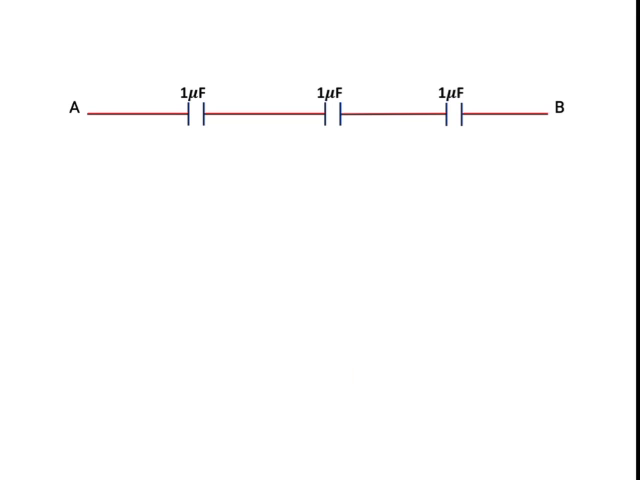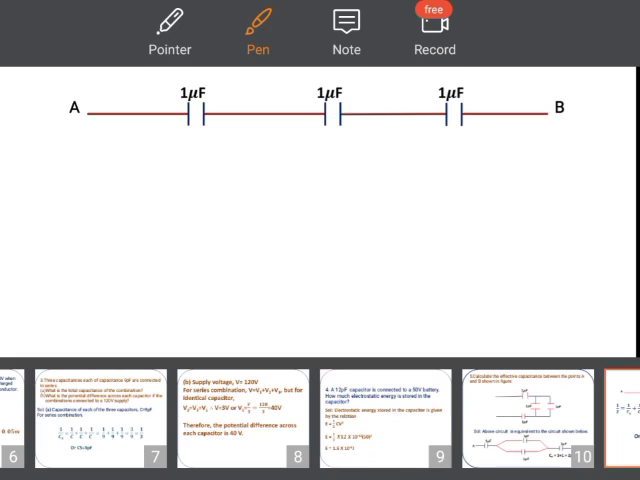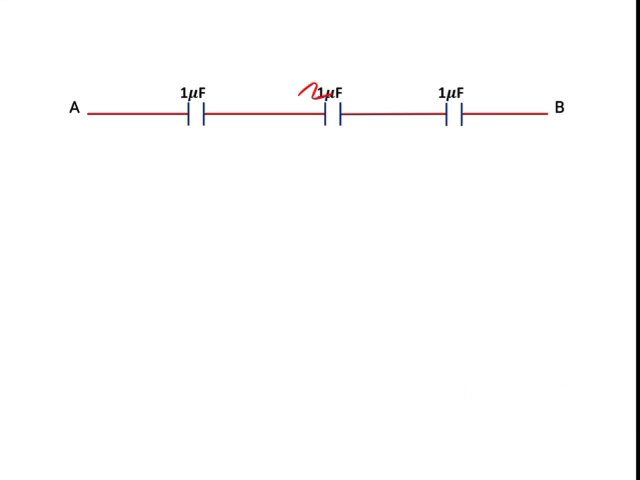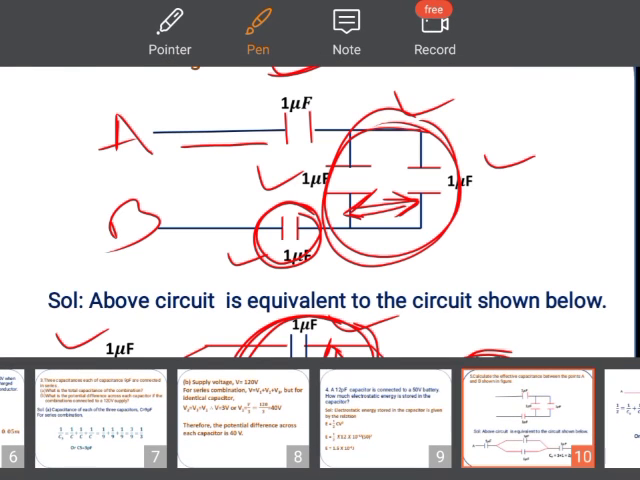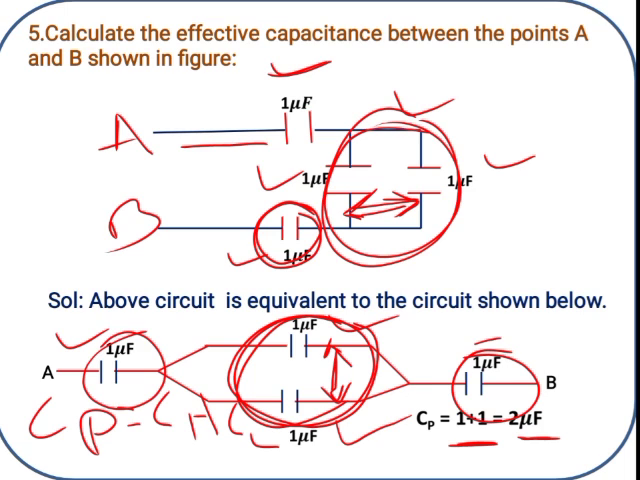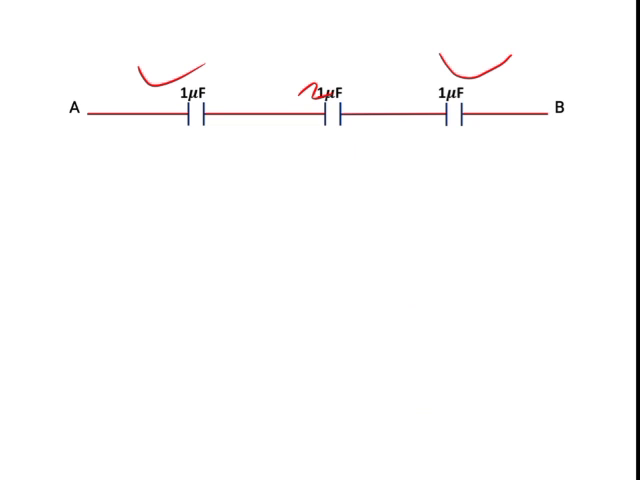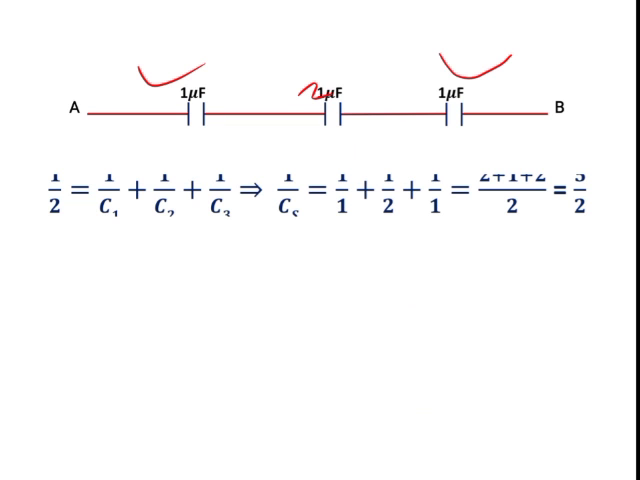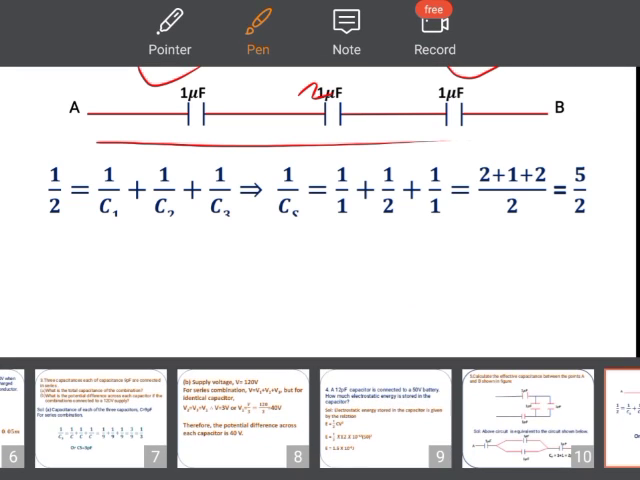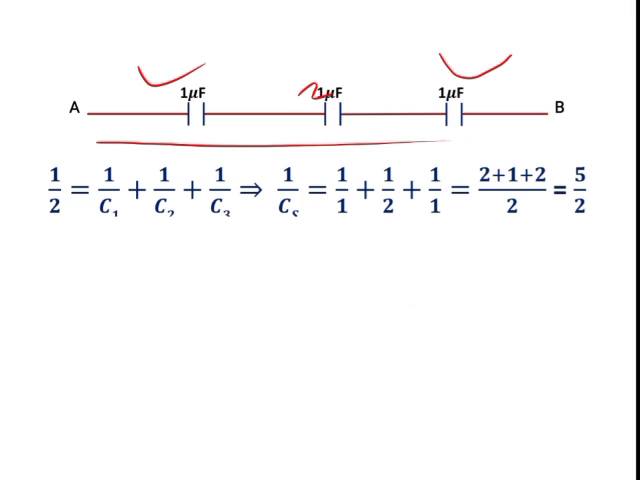So we got here 2 μF, and 1 μF as it is, another 1 μF as it is. This one as it is and this one as it is. Only in the center it is 2 μF. Again you simplify. All are in series, so 1 by Cs is equal to 1 by C1 plus 1 by C2 plus 1 by C3.